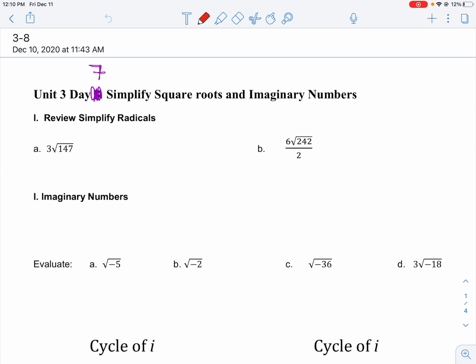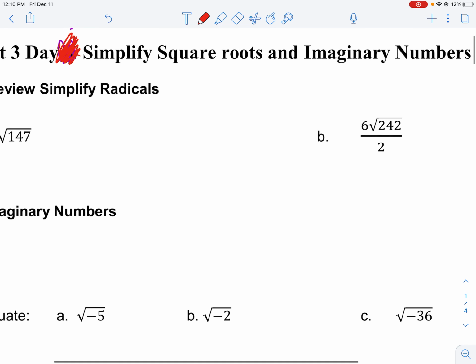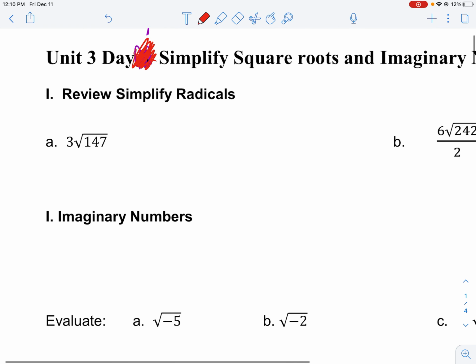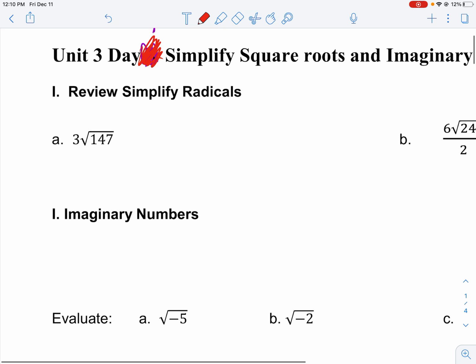Hello everybody, this is Unit 3, Day 7. Day 7, okay? And so we're going to be discussing the review, or we're going to be discussing simplifying square roots and imaginary numbers, okay? But before we dive into that, it's worth noting how to simplify radicals first, okay? So the first part of the lesson involves just simplifying the radicals, and then we'll move into imaginary numbers and stuff like that, okay?